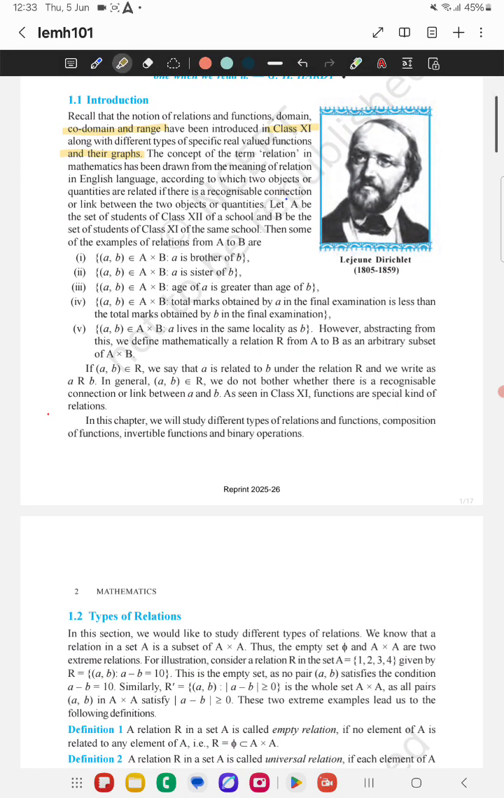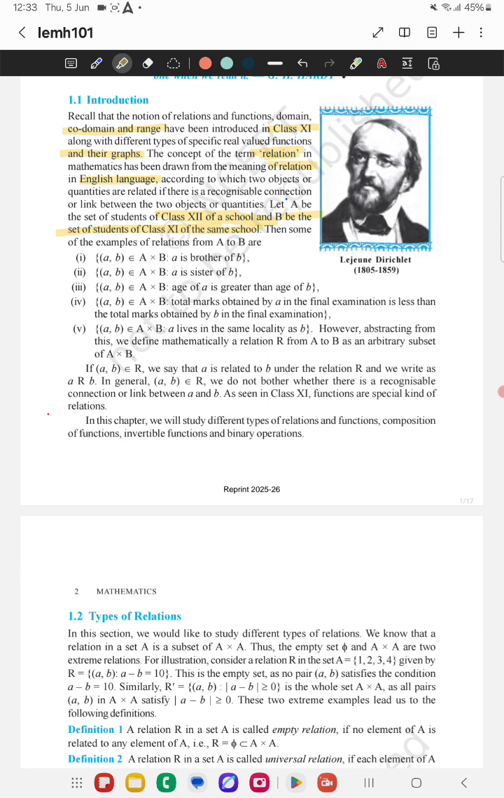Now, the concept of the term relation in mathematics has been drawn from the meaning of the relation in the English language, according to which two objects or quantities are related if there is a recognizable connection or link between the two objects or quantities. If two objects are associated with each other, then we can say there is a relation between the two quantities. Now, let A be the set of the students of class 12th of a school and B be the set of students of class 11th of the same school.